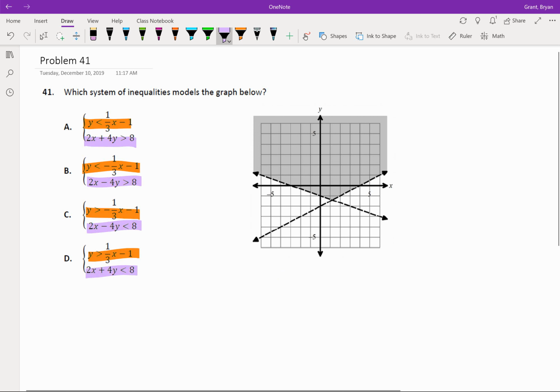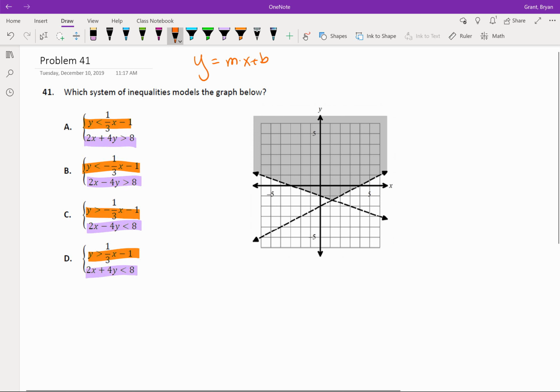Now, because they're all fairly similar, we should at least try to eliminate options that don't match our graph. And I think the easiest ones to eliminate first are the ones in orange, because all of the orange equations are in that y equals mx plus b form. Now I put an equal sign here. There's no equal sign in the problem.